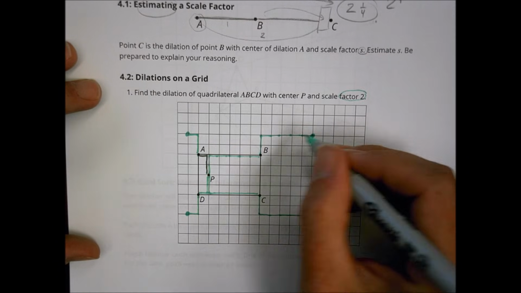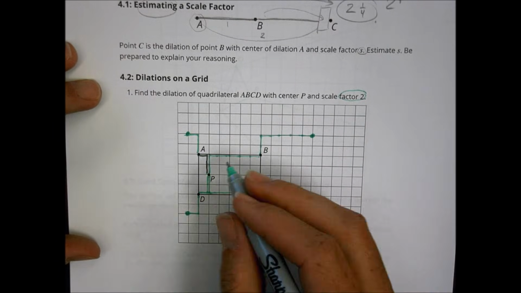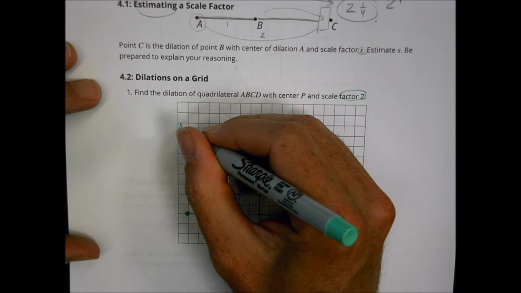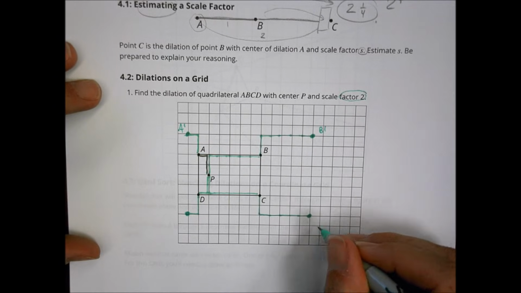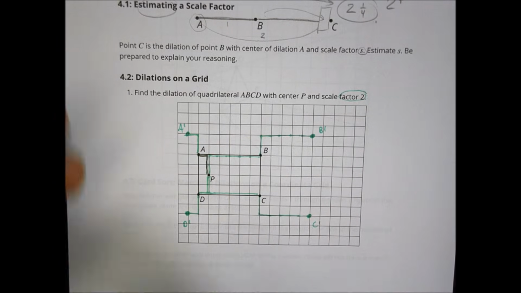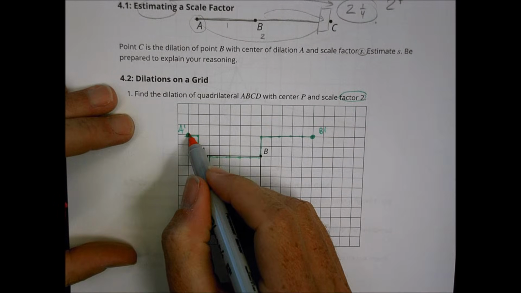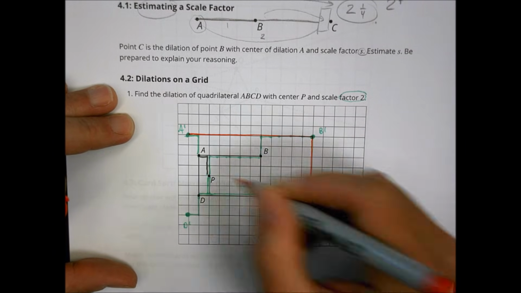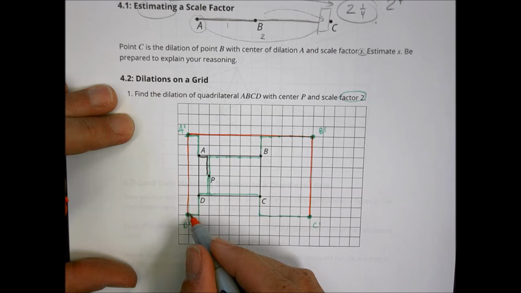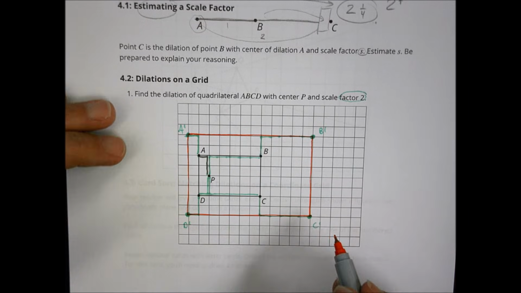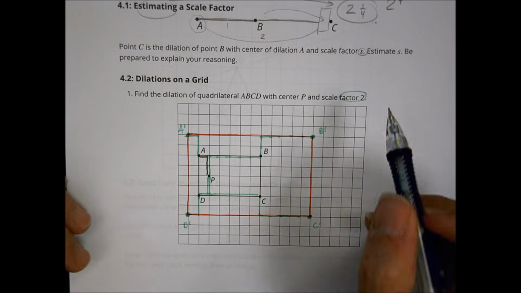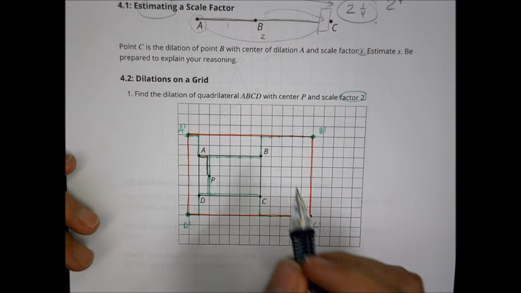So I have points here, here, here, and here that are all 2 times as far away from P as the original. So here's my A prime, my B prime, my C prime, and my D prime. If I was to then connect the dots, I'd have a rectangle that would look something like this, something like this, something like this. And we notice that this is a rectangle or a quadrilateral that has a scale factor of 2, and we have to worry about the dilation as well.